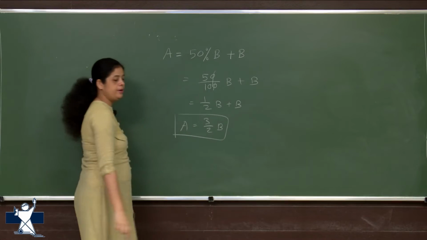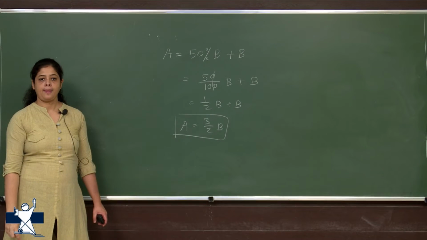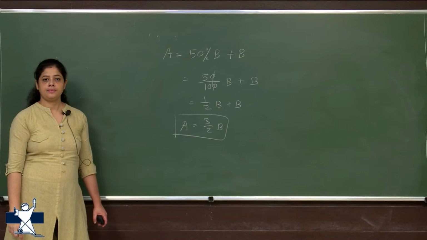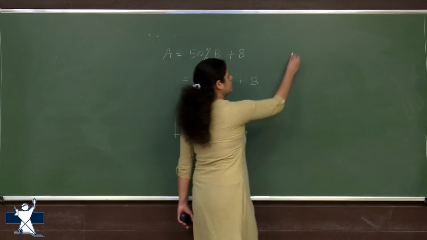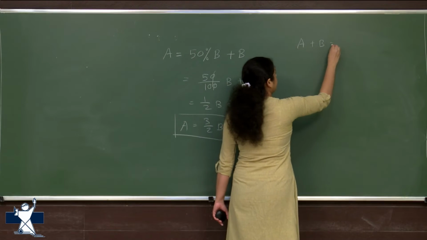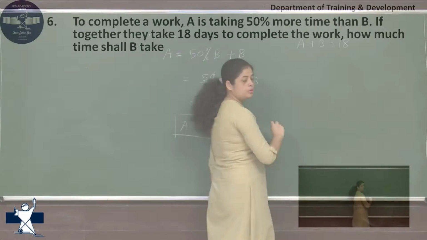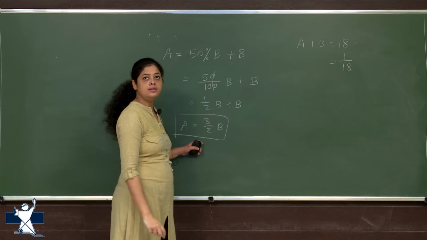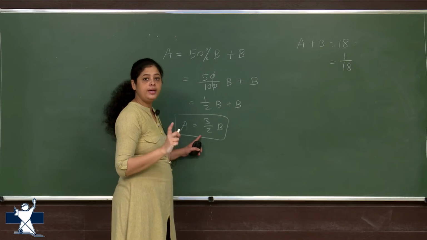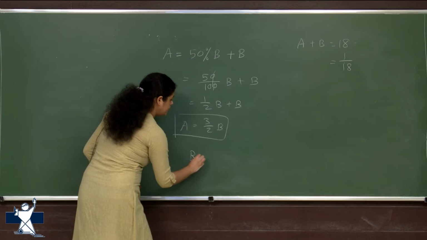So we got this relation between A and B. Now what is told? If together they take 18 days to complete the work, it means A and B together take 18 days. So their 1 day's work will be 1 by 18. Right? Their 1 day's work will be 1 by 18. So now what is asked? How much time shall B take? We have to find the value of B. So replace A with B.